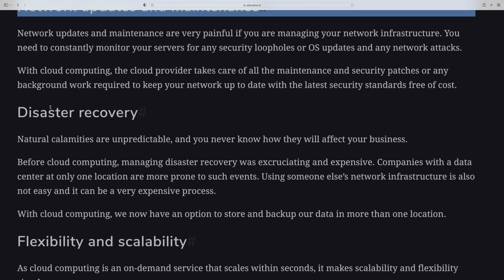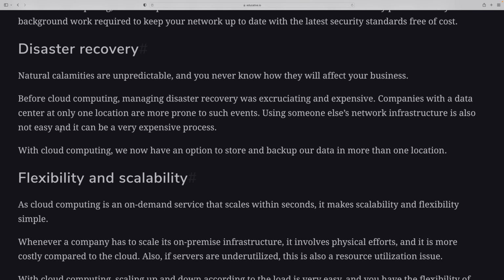With cloud computing, we have the option to store and back up all the data in more than one location. So DR means if one system fails, then we use another system. So we need to copy the same data to another location. If a natural calamity happens somewhere, we can access it from another location.